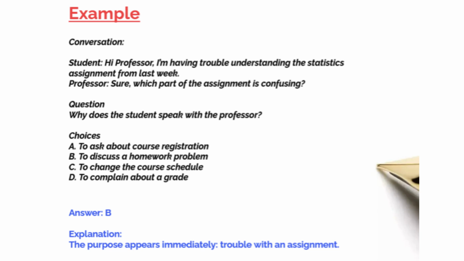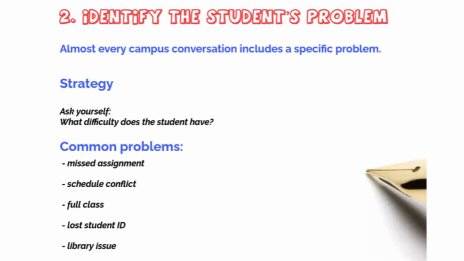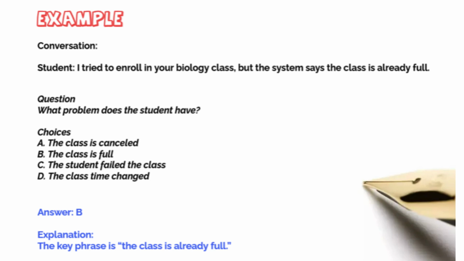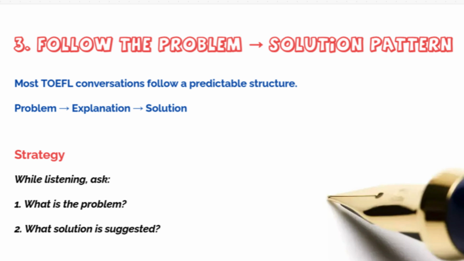Second, identify the student's problem. Almost every TOEFL conversation includes a clear problem that the student is facing. As you listen, ask yourself, what is the student's difficulty? Common issues include things like a missed assignment, a schedule conflict, a full class, or even a problem with a student ID. For instance, if a student says, "I tried to enroll in your biology class, but the system says the class is already full," the key problem is obvious. The class is full.